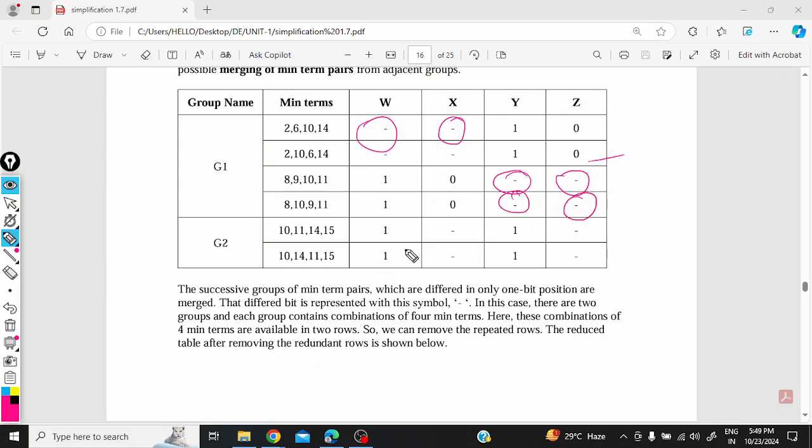Next, G2. When 10, 11, 14, 15. These are the two positions which are having difference of bits. 10, 14 and 11, 15. 2 bits of information. So this is what you check in this particular table.